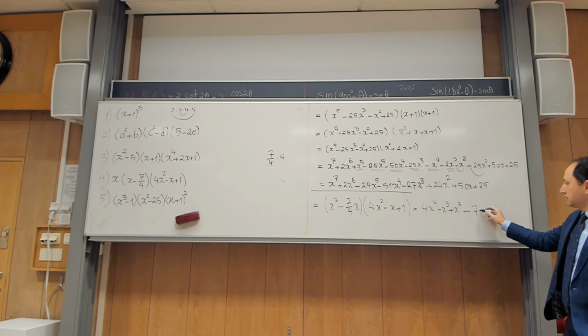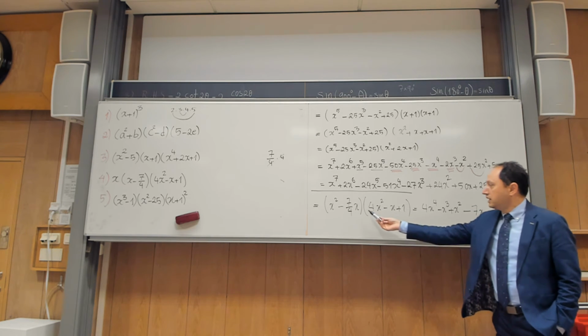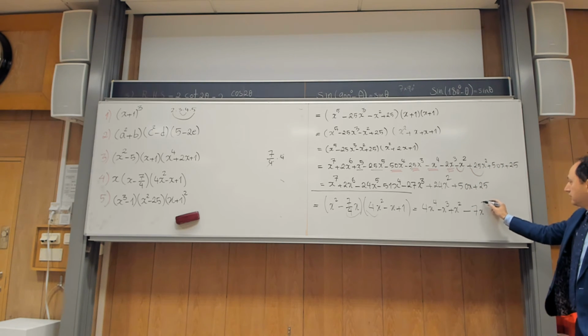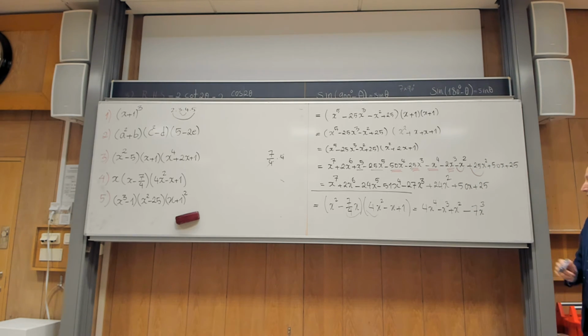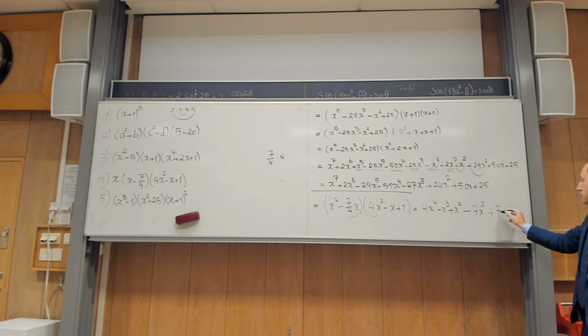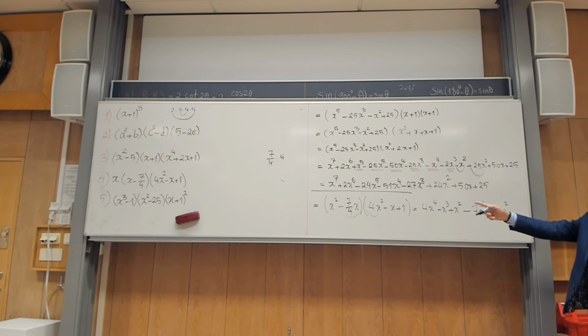X to the power of 2 squared? No. I am multiplying this by that. It becomes x to the power of 3. The next term will be positive 7 over 4 times that one, that is just 7 over 4. X times x is x squared. And then minus 7 over 4x times that one is just very simple.